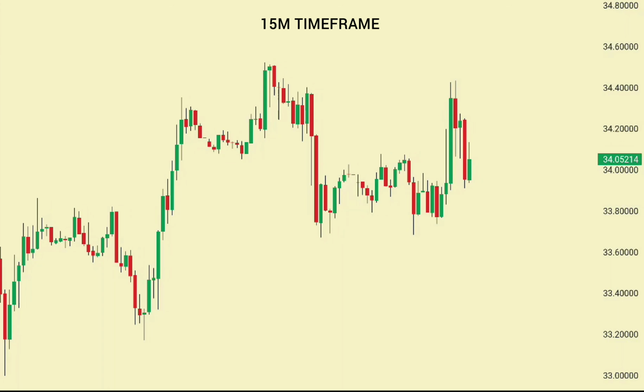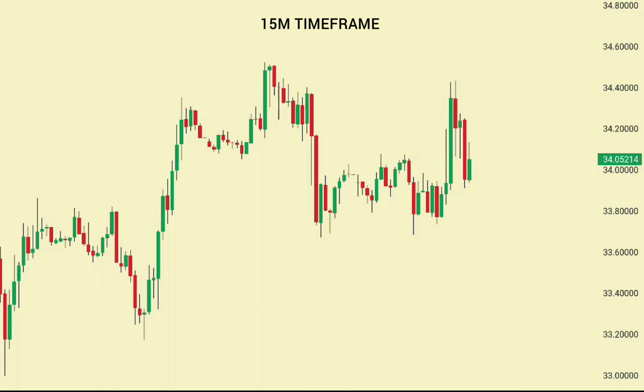Let's get into it. Before looking for an entry, the first thing I do is understand the market context. I don't jump into trades just because I see a candlestick pattern. Instead, I ask myself one simple question. Where is the best place to look for a sell? Since I'm expecting a bearish move, I wait for price to trade into an important area of interest instead of chasing the market. This keeps my entries planned, patient, and much higher probability.